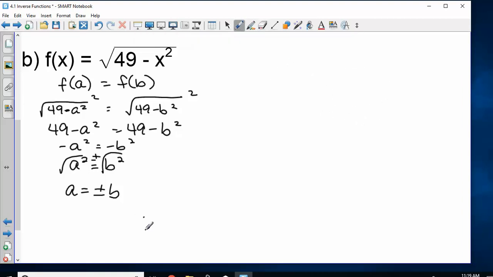So what I found is that my y values could be equal if I put in the same x, or if I put in a positive and a negative. So for instance, if I put in positive 7, I get out 0. If I put in negative 7, I get out 0. So two different x values could give me the same y. So is this one-to-one? No. So this one is not one-to-one.